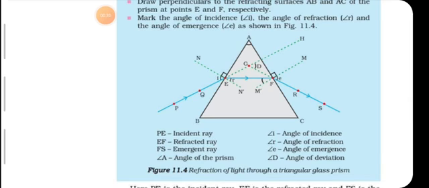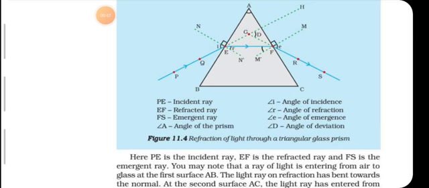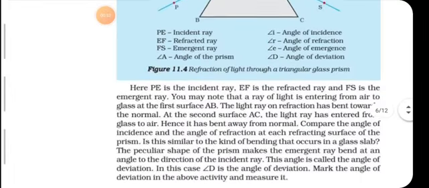Here the angle A was said to be the angle of prism, angle E was the emergent ray, I was the angle of incidence, R was the angle of refraction, as well as D was the angle of deviation. D was the angle of deviation. Fine students, I hope you are clear with this.